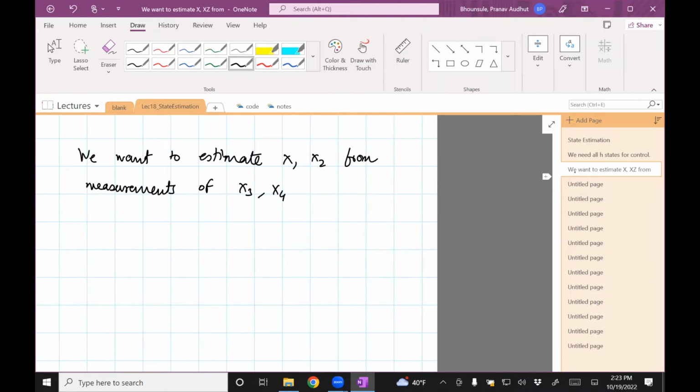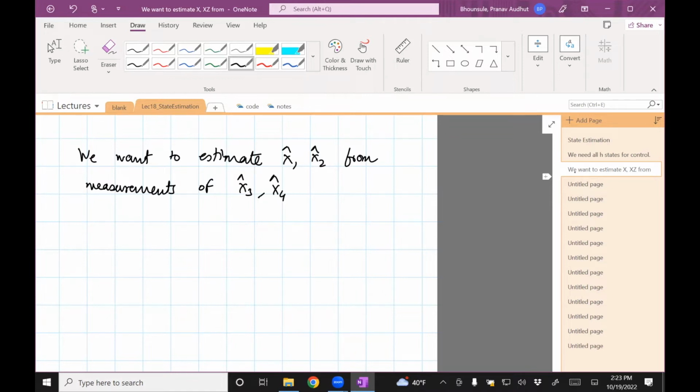And let's do one thing. Let's just make our notation for estimate to be the state variable with a hat. So estimates are x1 hat, x2 hat, given x3 hat and x4 hat, which are measured. I stated that in order to differentiate between the actual state and the estimated states, we will put a hat on the estimates.